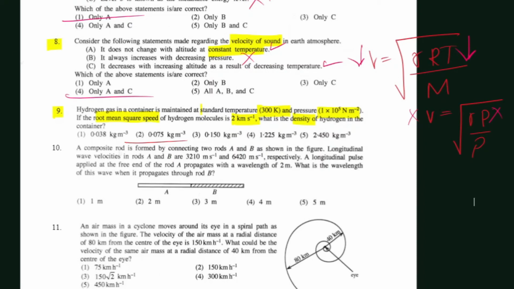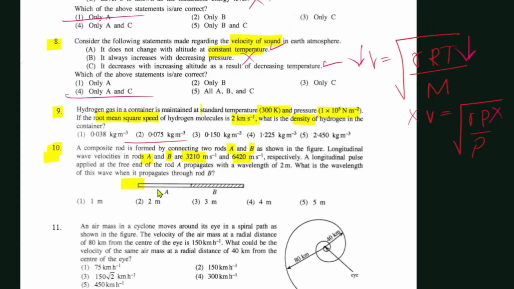So let us go for the 10th question. This is a question from the lesson waves, the speed of longitudinal waves in solids. A composite rod is formed by connecting two rods A and B as shown in the figure. Longitudinal wave velocities in rods A and B are 3210 and 6400 respectively. A longitudinal wave pulse is applied at the free end.